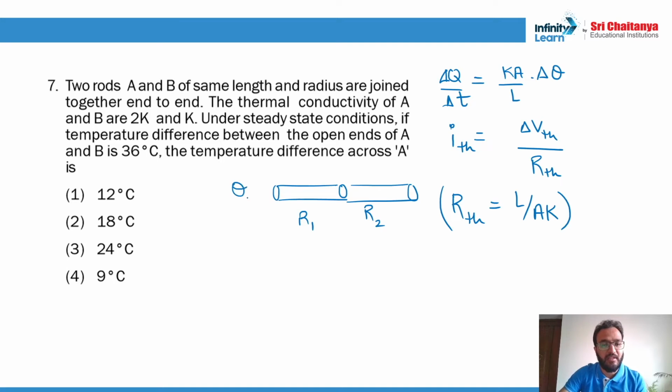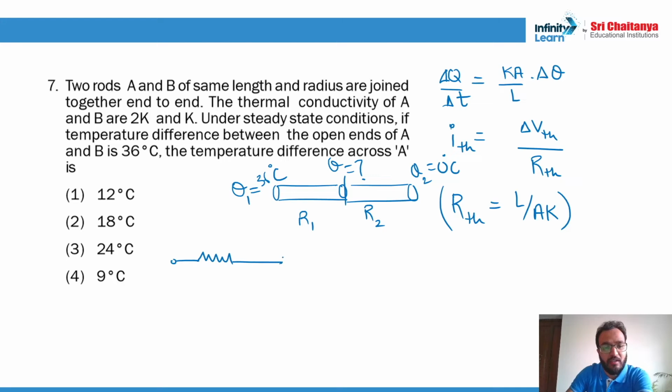Now you can relate that this is R1, this is R2. Here the temperature difference is given, 36 degrees Celsius. So let's say this is 36 degrees Celsius and this is 0 degrees Celsius, right? What they want is the temperature across this rod, that means the potential drop across the first rod. So you can clearly compare it with the electrical analogy. This is V, this is V1, this is 0. So what is V1 minus V?